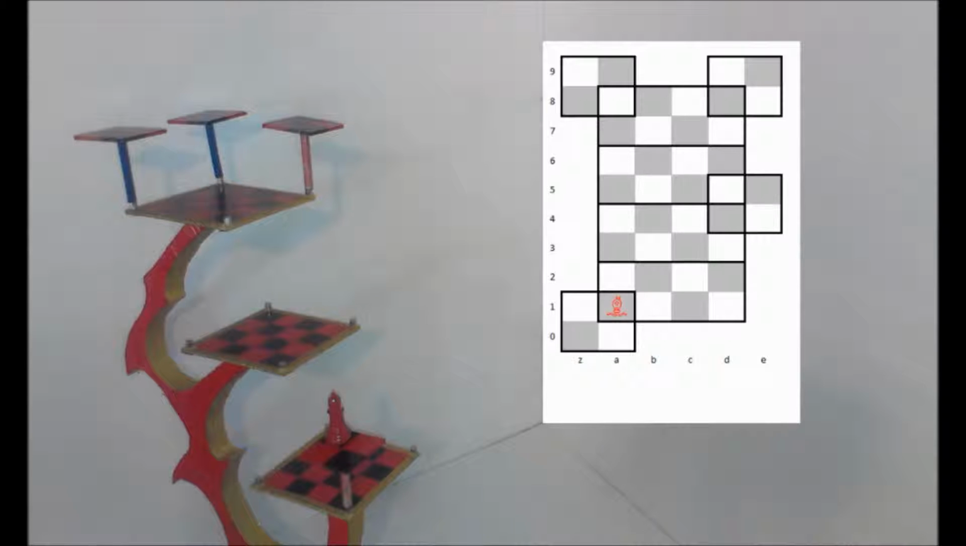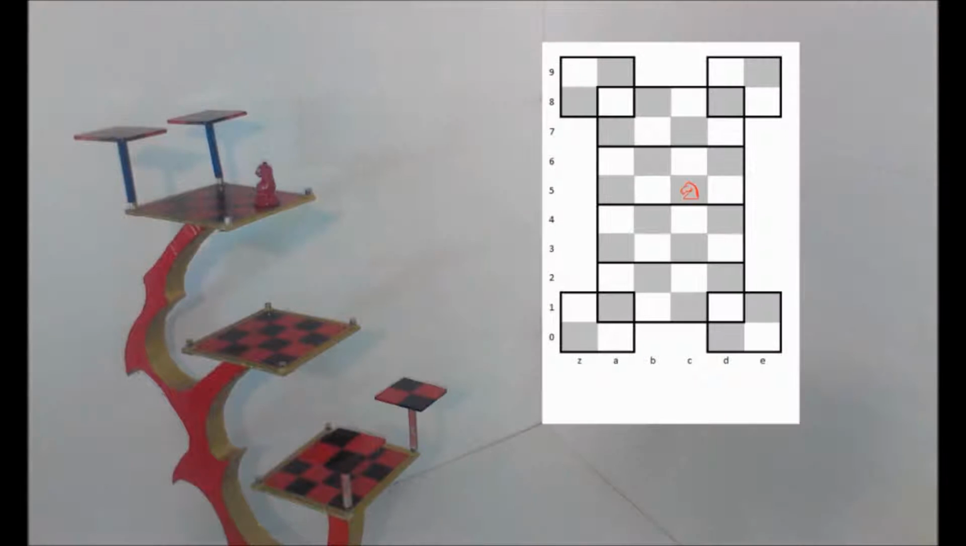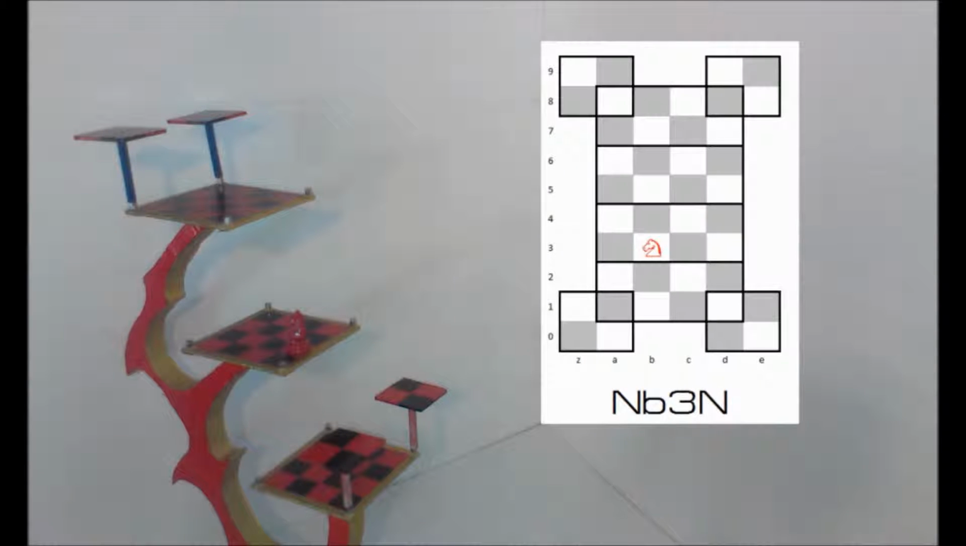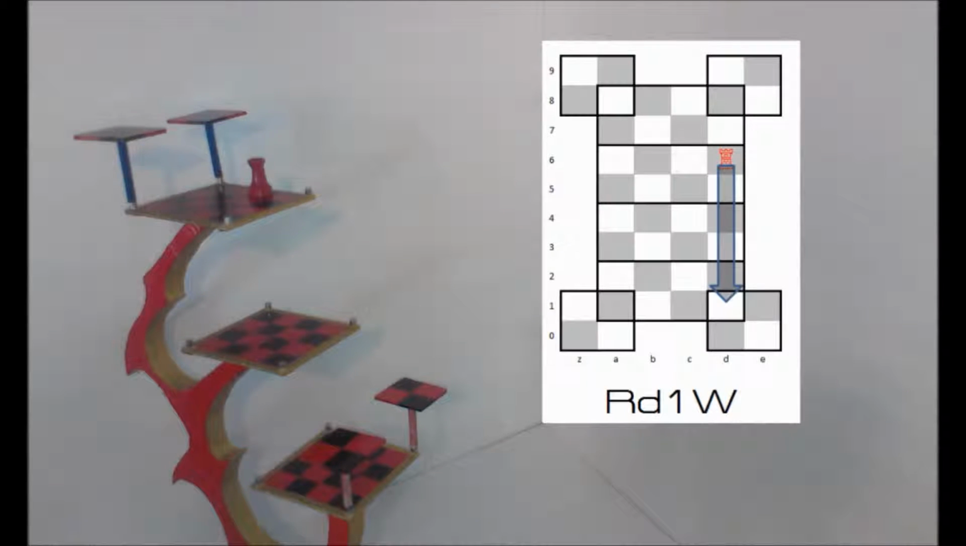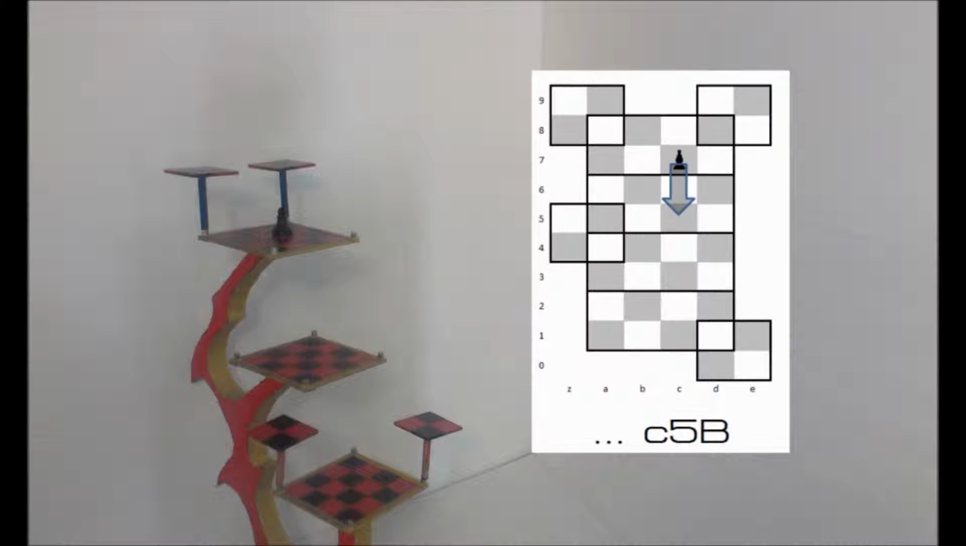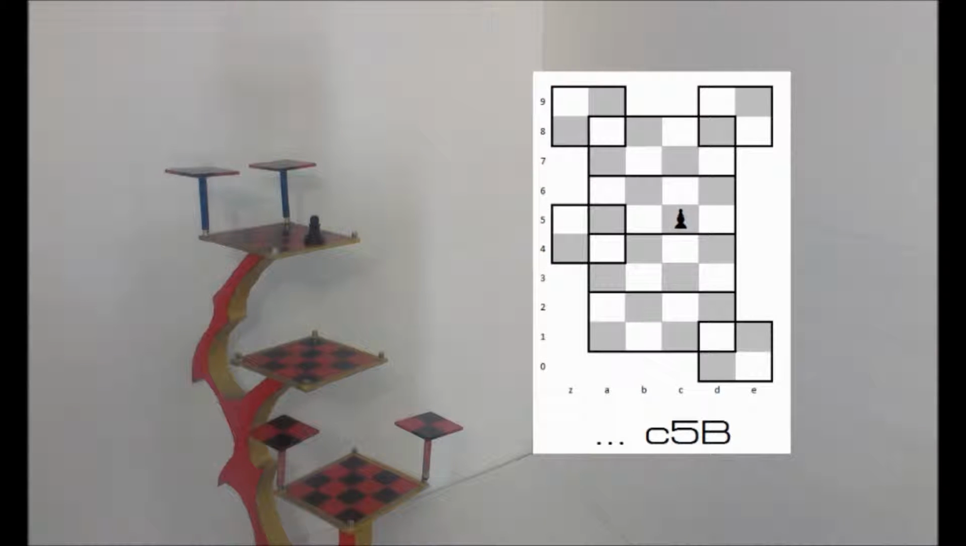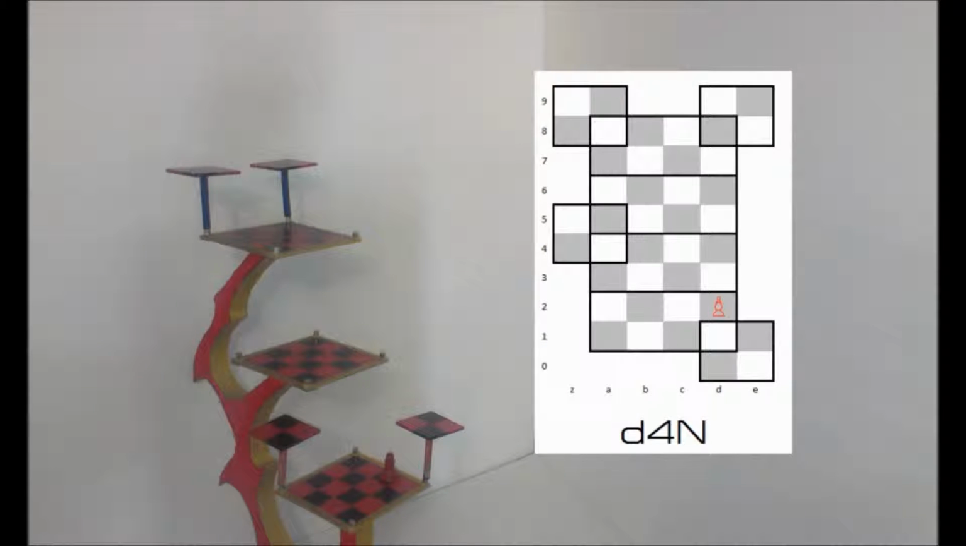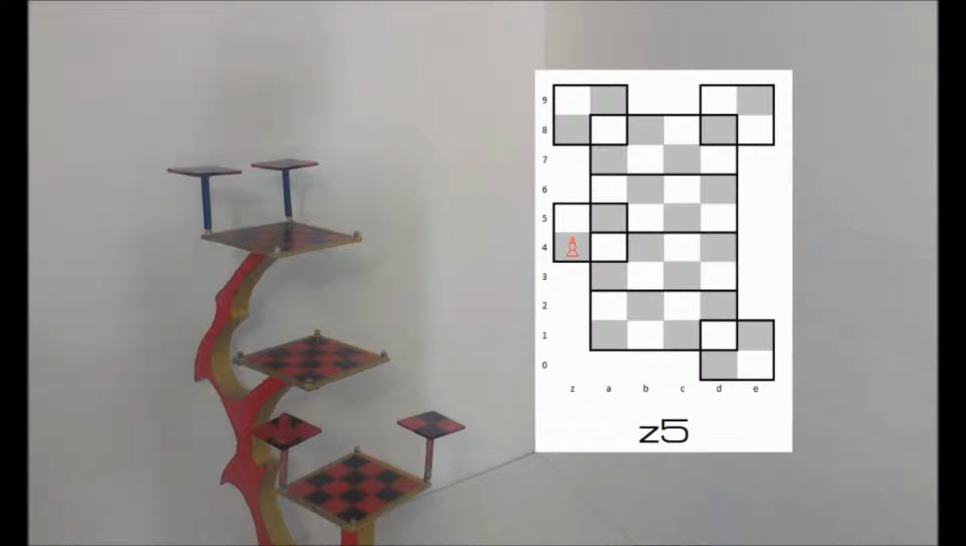Examples: Bishop E5, X. Knight B3 neutral. Rook D1 white. In the case of pawns, only the square of arrival and board is indicated. Examples: C5 black, D4 neutral, Z5X.